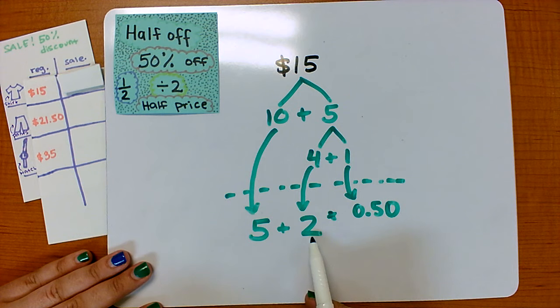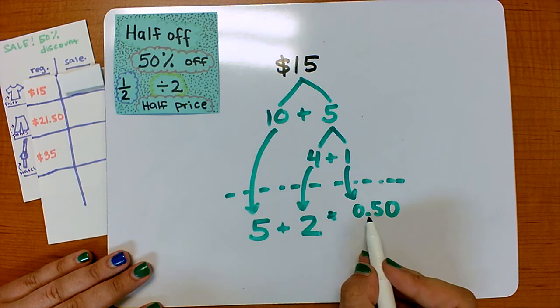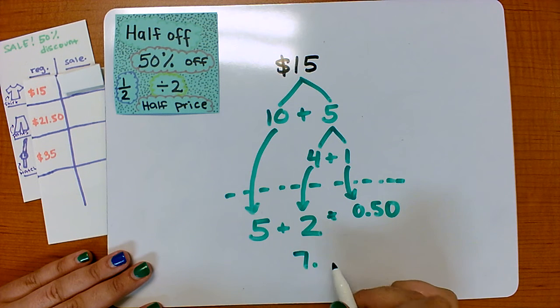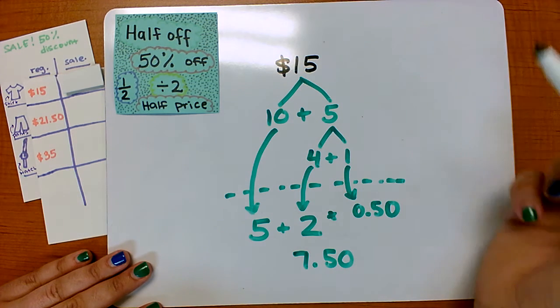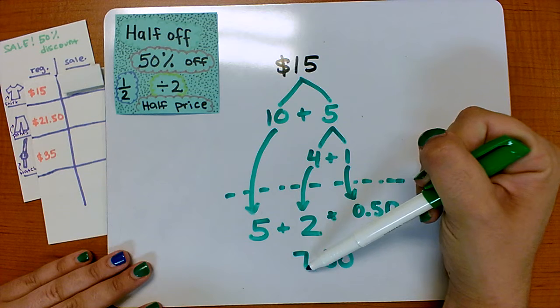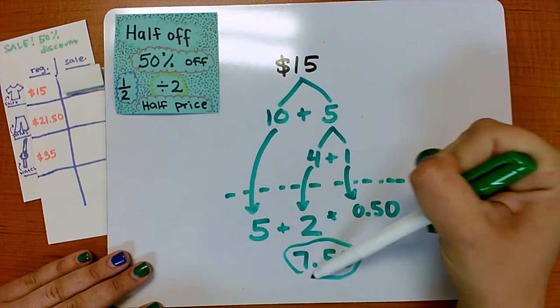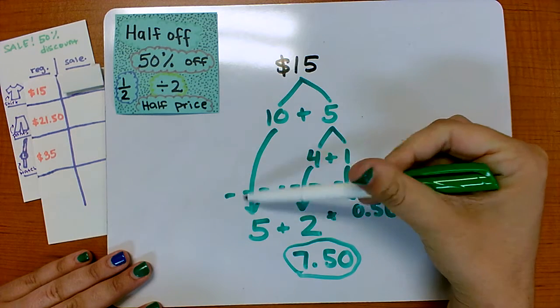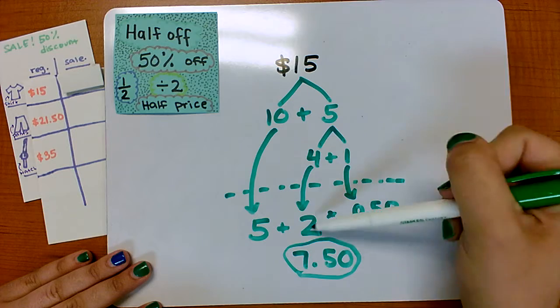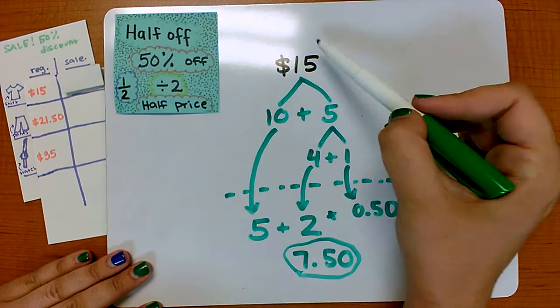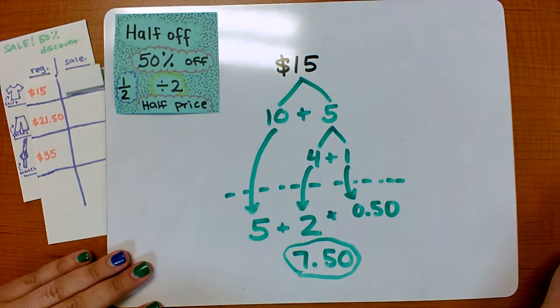5 plus 2 is 7, plus 0.5, 7.5. 7.50, it's the same thing. 7.5 is what I got when I added together half of each of the parts. Half of each of the parts is going to be the same as half of the original whole.